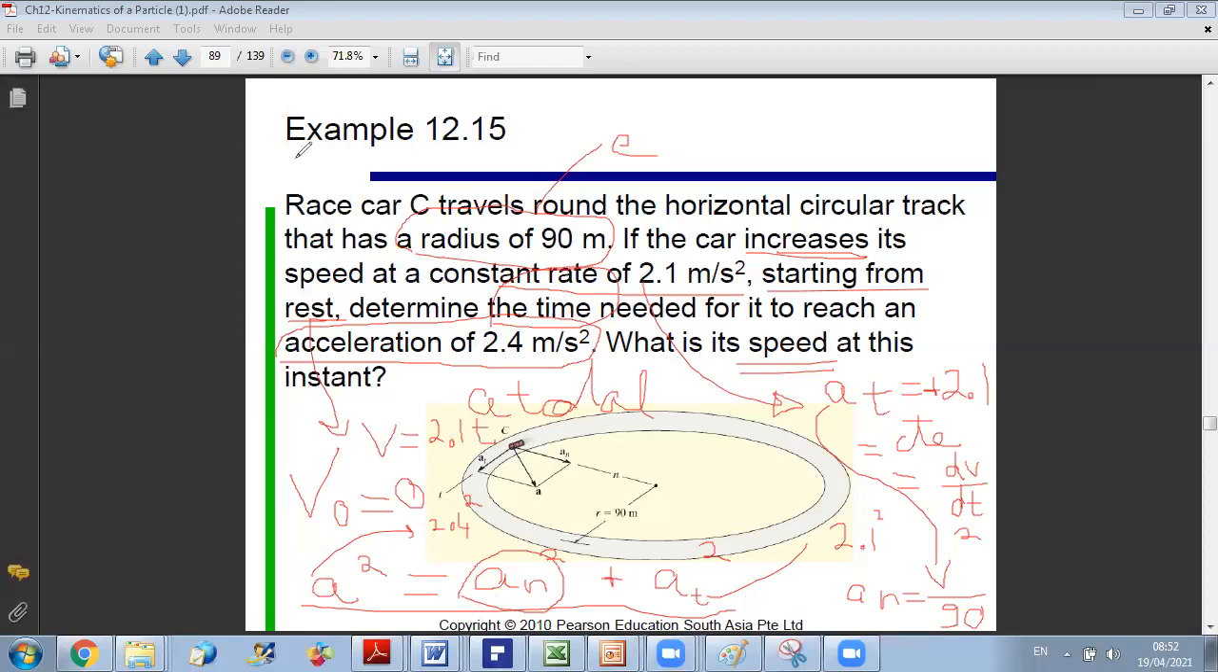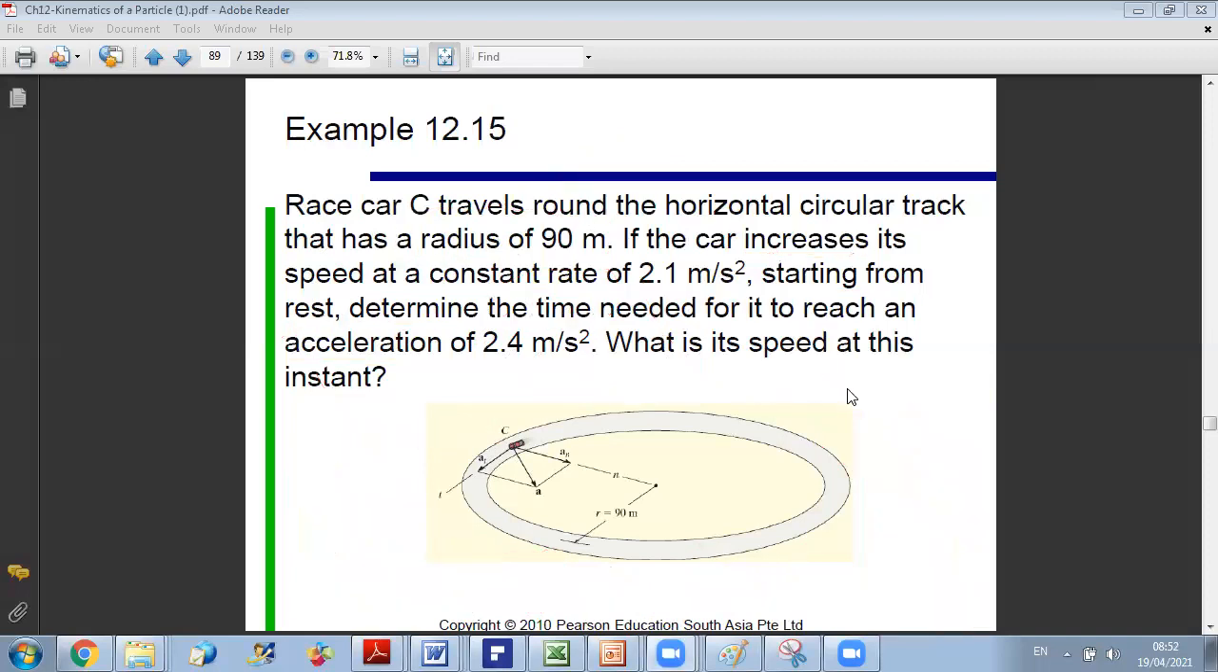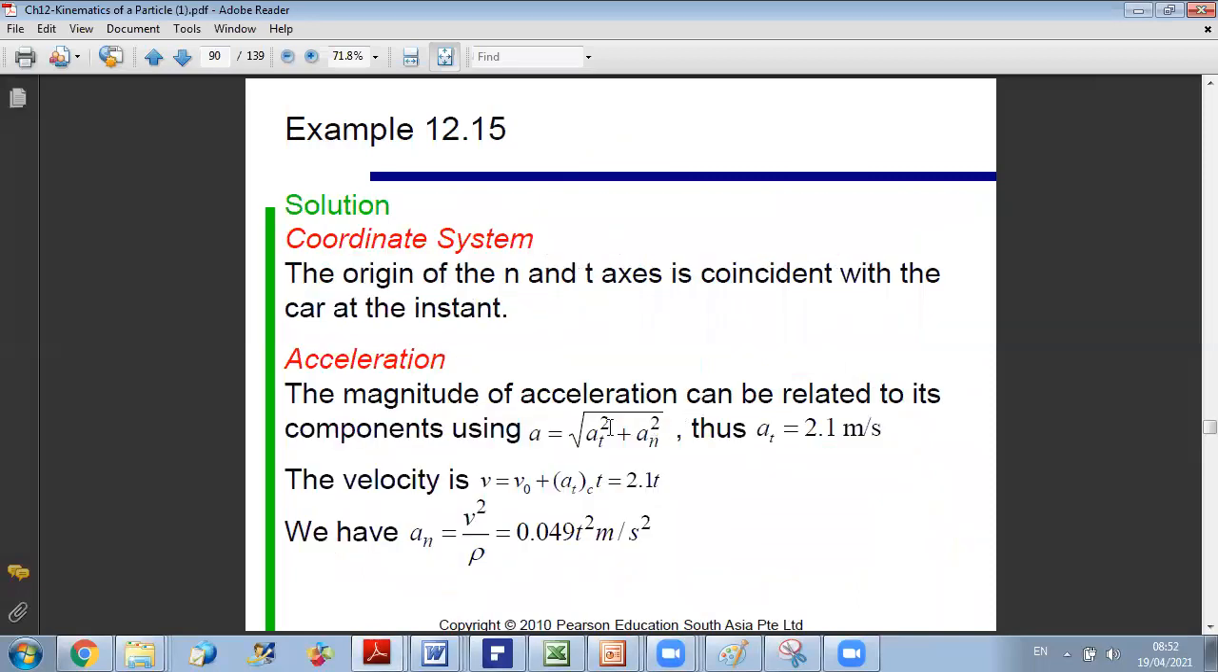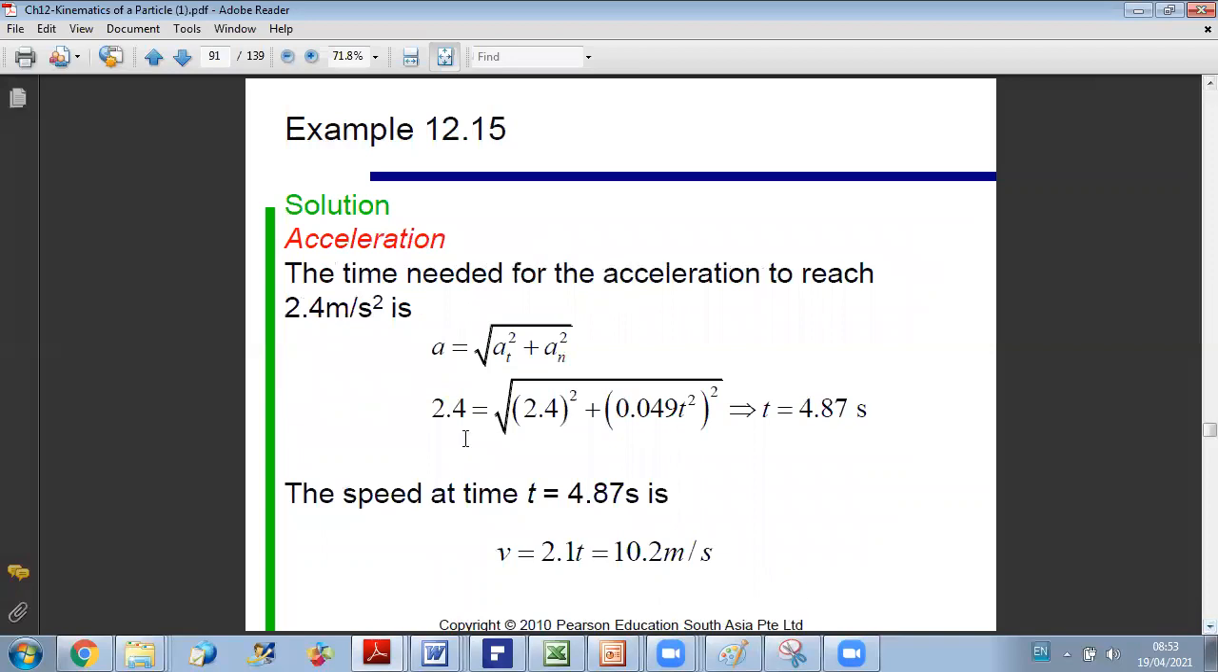So let us see together the details. As we said, first, we write that a is the square root of at squared plus an squared. Now, since at is constant, we can write v equals v0 plus at times t. And since v0 is 0, since we are starting from rest, then v is just 2.1t. Therefore, an can be calculated as a function of time. And now, if I replace an by its value in the equation of total acceleration, I can get the time needed to reach a equal 2.4. And then I replace the time in the velocity expression 2.1t to get the value of the speed.